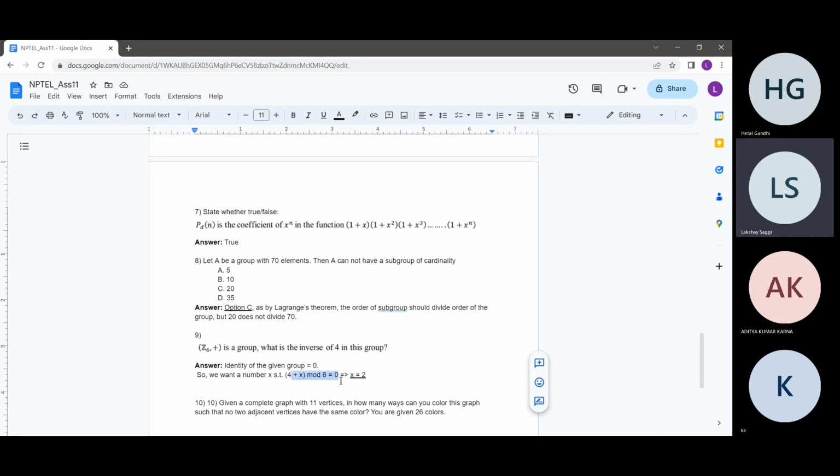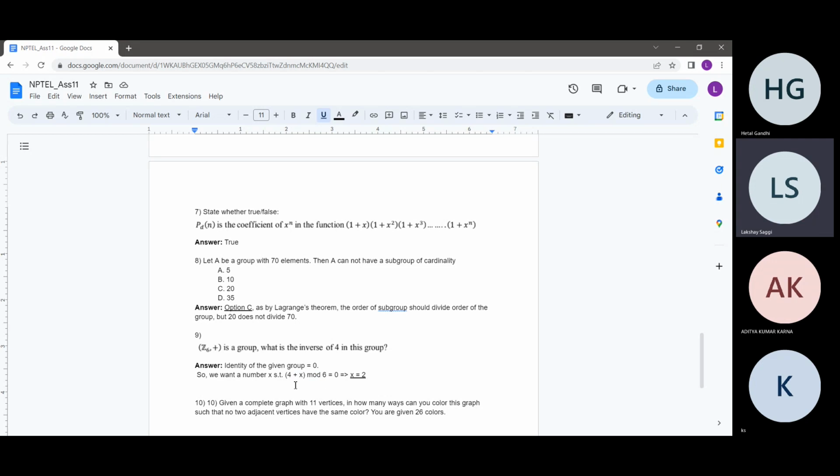if you put 4 plus x mod 6 equal to 0, it just means that 4 plus x should be divisible by 6. So it can be equal to 0 or 6 or 12 or anything. If it's equal to 0, then we get x as minus 4, which is not a part of the group, so that is not the inverse. But if we put it equal to 6, then we get a value of x equal to 2. So that's why x equals 2 is the inverse of 4 in this group.